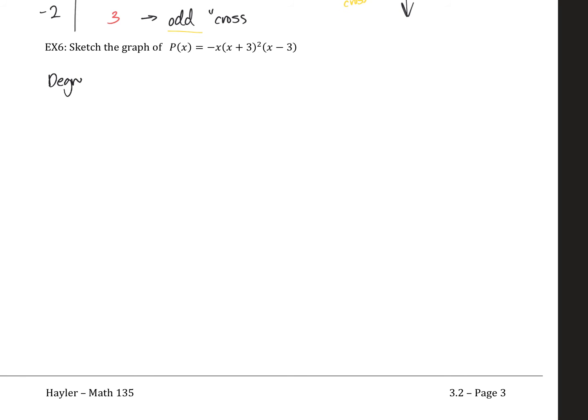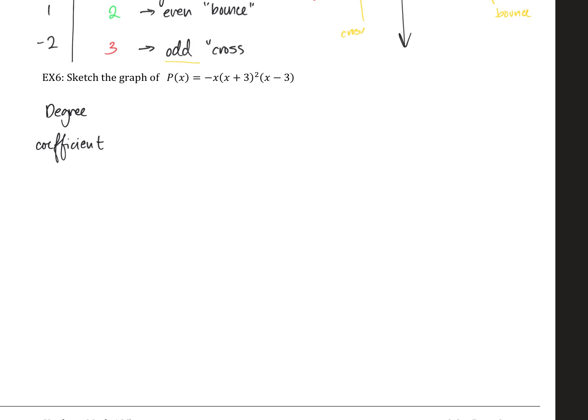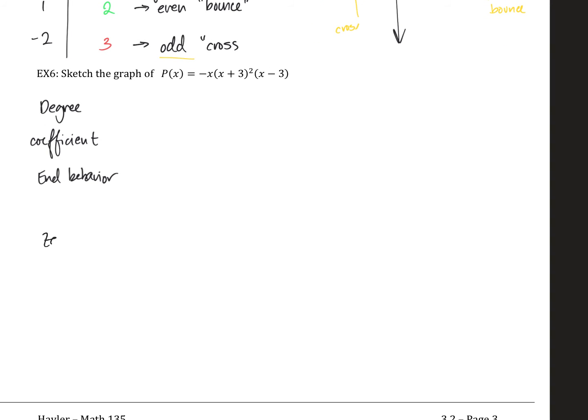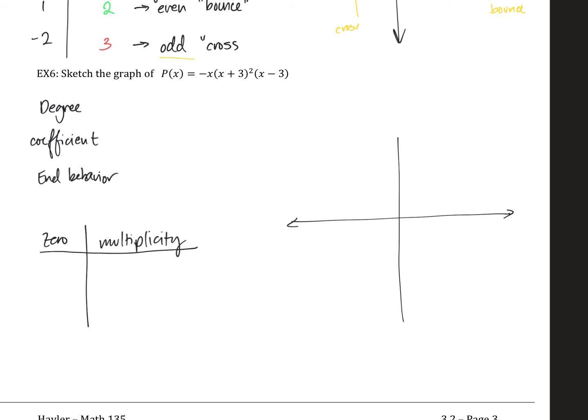So I want the degree, the coefficient, and then what else do I want to find? I want to find the end behavior, and then I'll go ahead and look at the zeros and the multiplicity. And these will all help me with sketching my graph. So go ahead, pause the video, see if you can try figure this out by yourself and check in with me in a second.